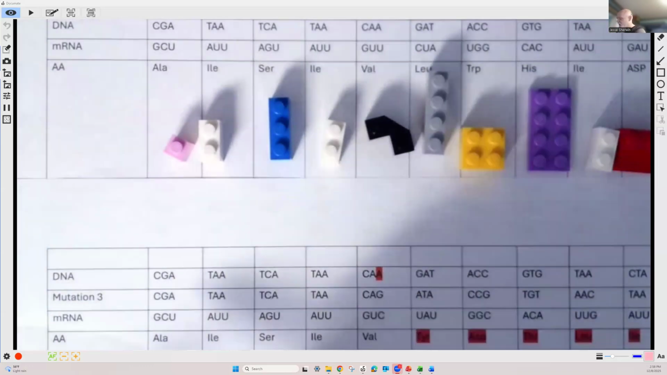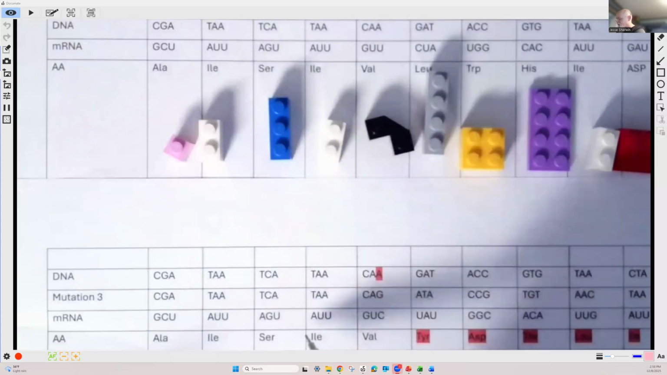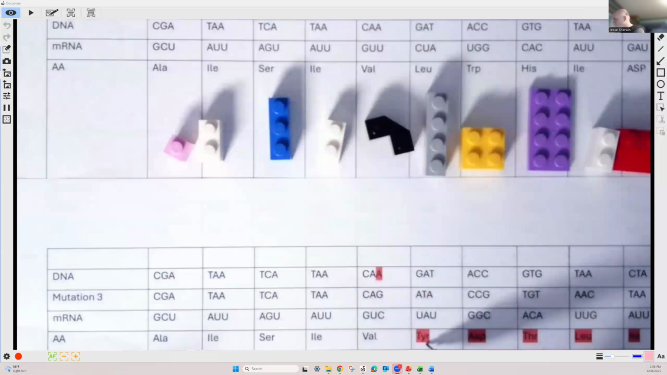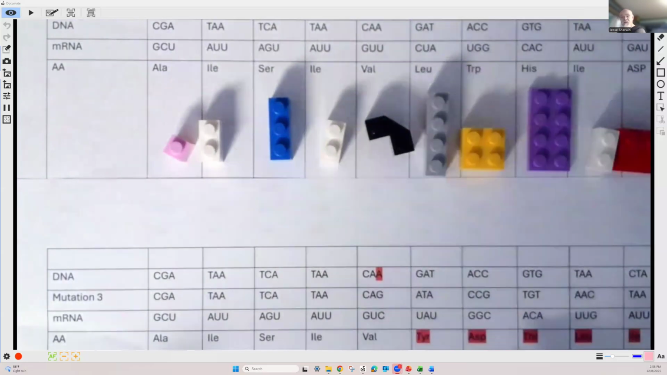We still have alanine and alanine, isoleucine, isoleucine, serine, serine, isoleucine, isoleucine, leucine, valine and valine. And now, instead of having leucine, we have tryptophan. And then we have ASP. And then we have threonine. And then we have leucine. Then we have isoleucine again. This whole sequence here changed. And I kind of ran out of Legos for this, but this could be very destructive. But we don't know for sure until we see what happens.